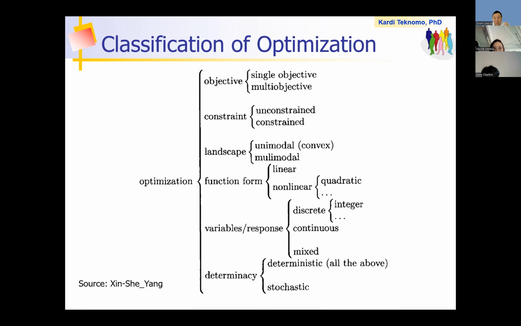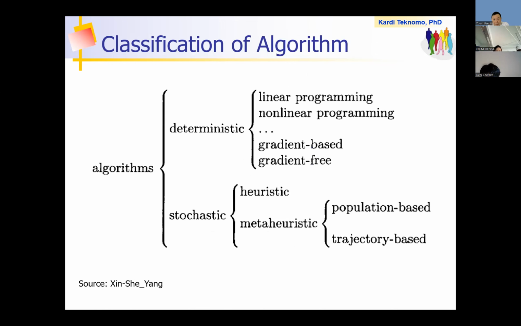Again, this is in terms of decision, the same thing. Whether the variable is discrete, continuous, mixed, or whether they are deterministic or stochastic, convex or not. These are the classification of the optimization. Based on that, you will see what algorithm we should use. Your algorithm is deterministic or stochastic. Stochastic means using random numbers; deterministic just uses mathematics.